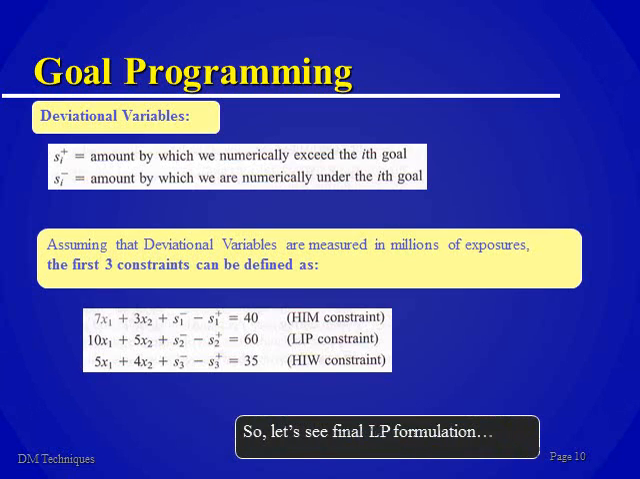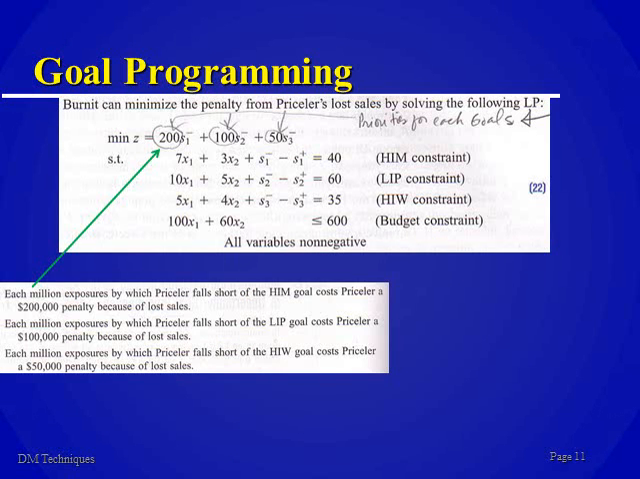So let's see the final LP formulation for this problem, which is basically the goal programming formulation for this problem. Notice that our objective function here pretty much says that you want to minimize deviations. Each deviation from each of the goals is going to be penalized. So you're going to minimize this prioritized, if you will, set of deviations.